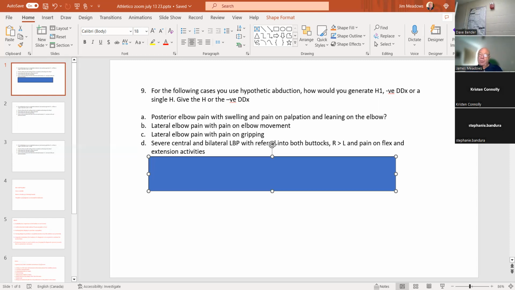So it's actually more efficient to go to negative differential, because if you pick one of them, that becomes H1, and your job then is to prove it. So you're going to do positive testing to see if it's actually that. Whereas to eliminate is much quicker, much more efficient. Is that the thought that was going through your minds?